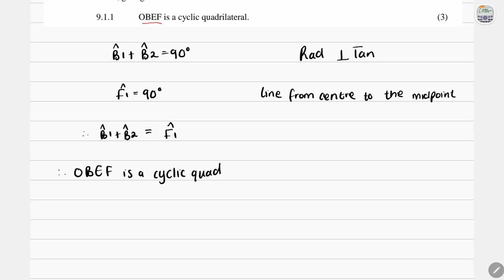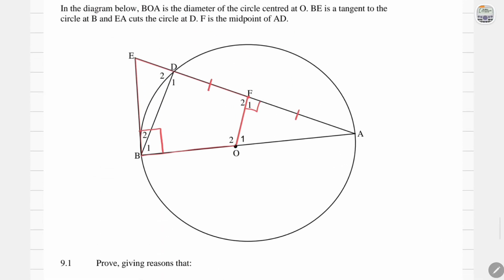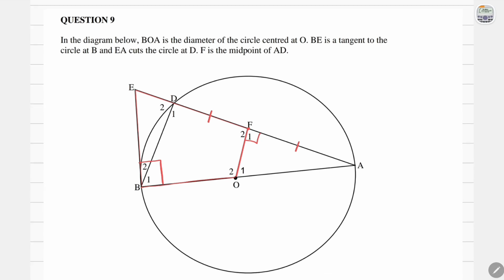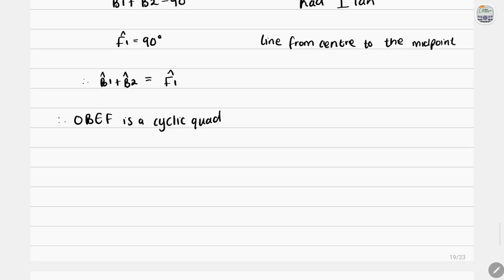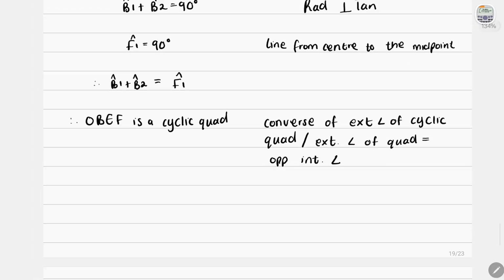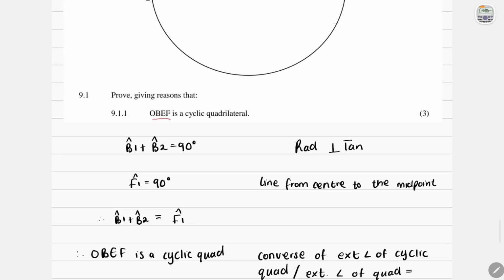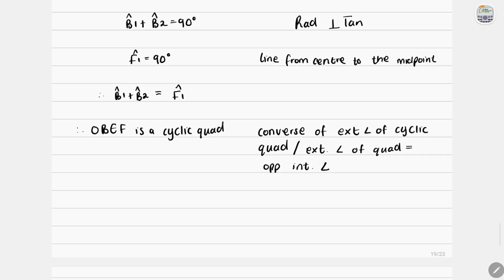And it is specifically a cyclic quad because we have the exterior angle of this quad being equal to the opposite interior angle. You could also say this is the converse of the exterior angle of a cyclic quad's theorem. So you can either leave it like that, converse of the exterior angle of a cyclic quad, or the exterior angle of the quad is equal to the opposite interior angle. And that is our answer. We've proven that that shape is a cyclic quad. Moving on to the next question.